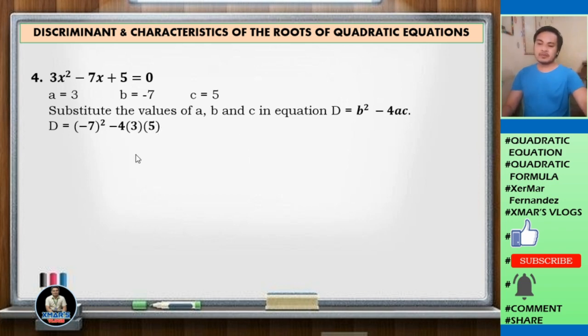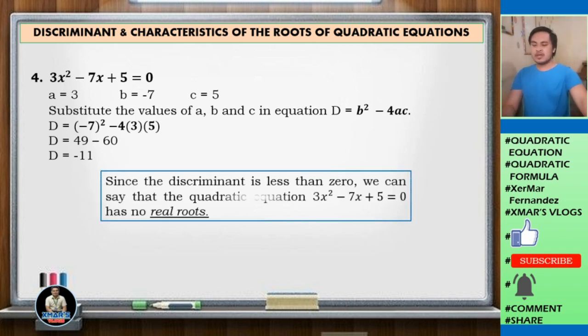Simplify. Negative 7 squared is 49, and 4 times 3 times 5 is 60. What is 49 minus 60? We have d equals negative 11. This number, negative 11, is less than 0, so our discriminant here is less than 0. What would be the characteristic of the roots of 3x squared minus 7x plus 5 equals 0? Since the discriminant is less than 0, we can say that the quadratic equation 3x squared minus 7x plus 5 equals 0 has no real solutions or roots.